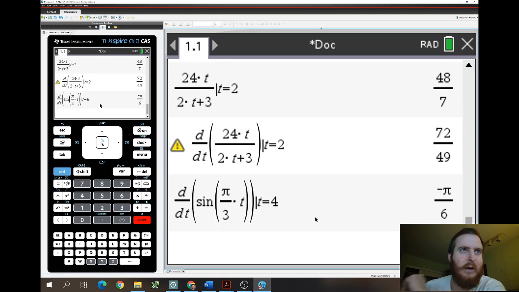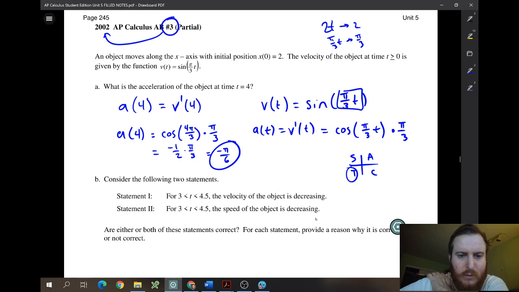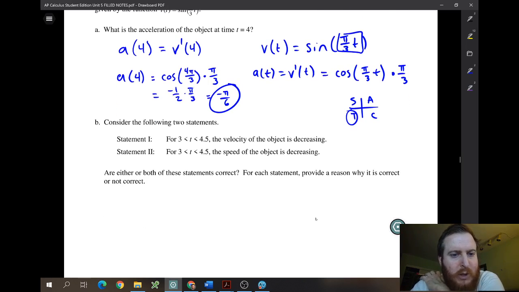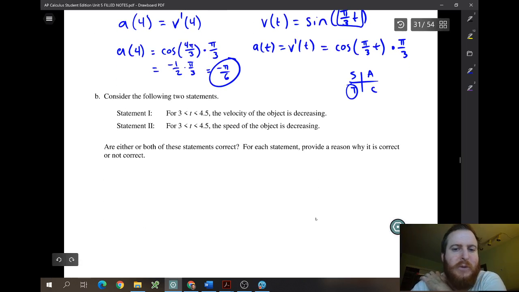And we'll get negative pi over 6. Right, same answer. So now consider the following two statements. And if you had put that as a decimal, if you'd done control enter and done a decimal, that's fine.